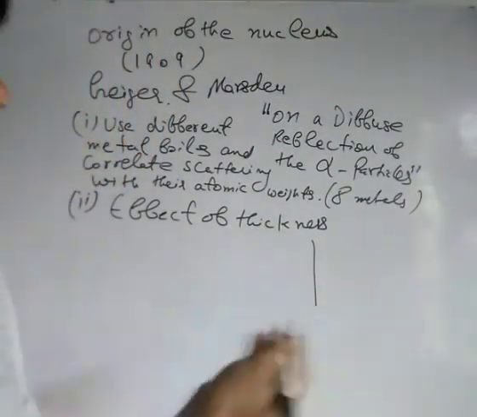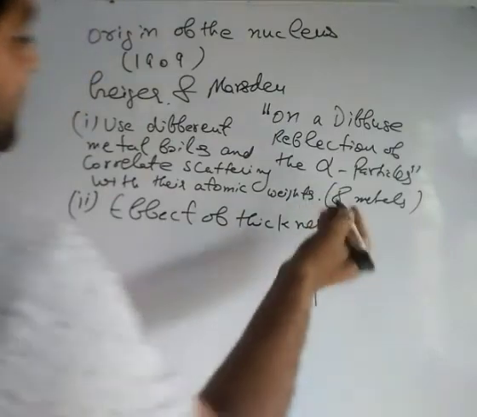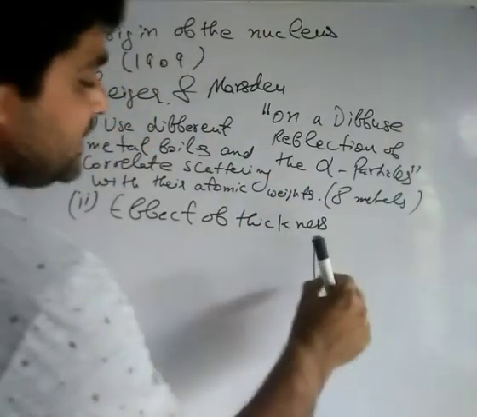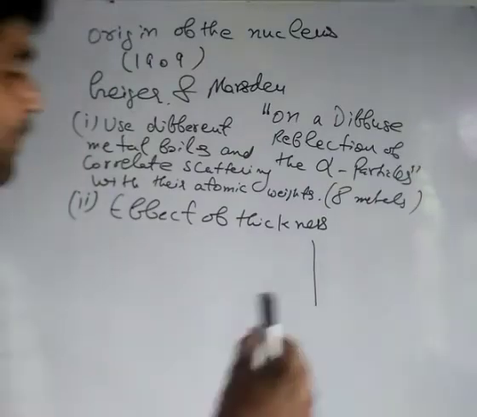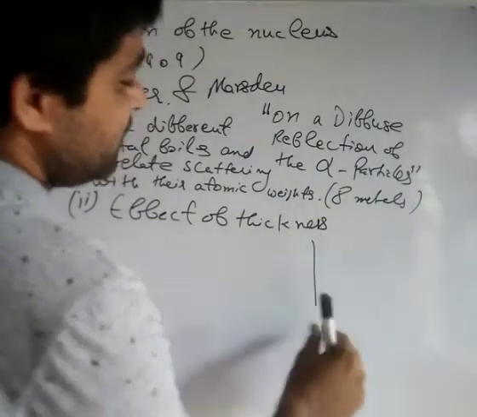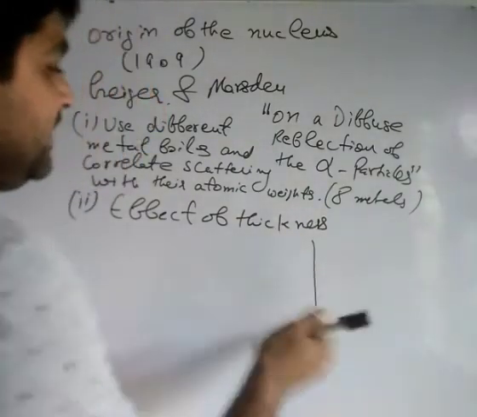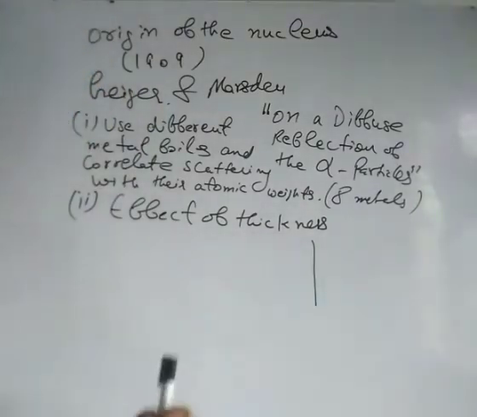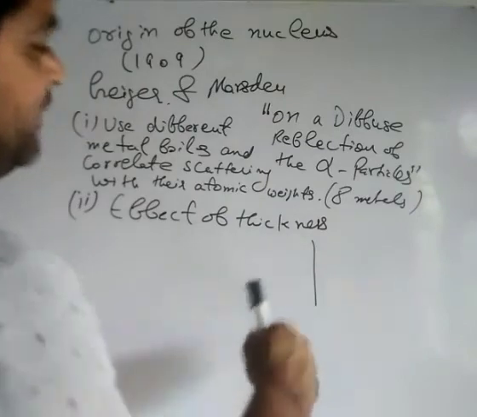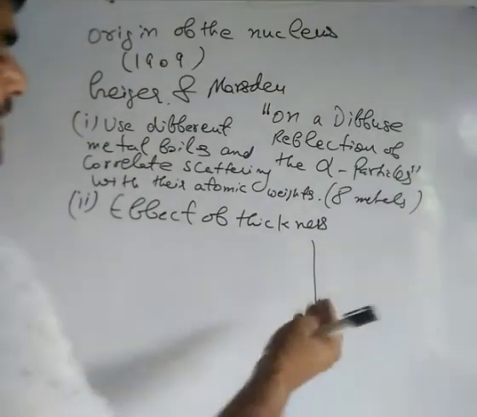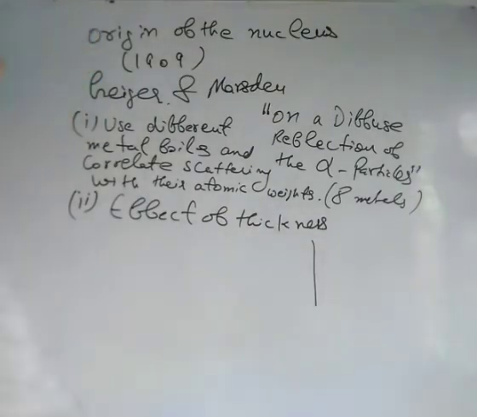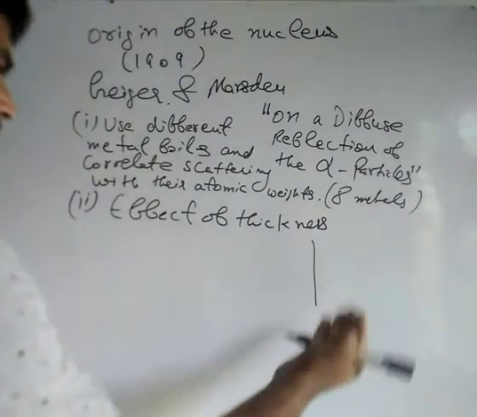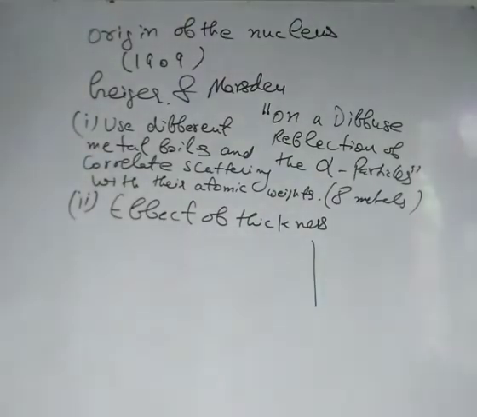Now they want to study whether the scattering of alpha particles is from the surface of the metal foil or in the interior of the metal foil. Suppose the scattering of the alpha particle is from the surface of the metal foil, then the thickness of the metal foil will have no effect on the scattering, because surface is surface. It doesn't matter how thick your metal foil is. If the scattering is from the surface, then the thickness will have no effect on the scattering of alpha particles.